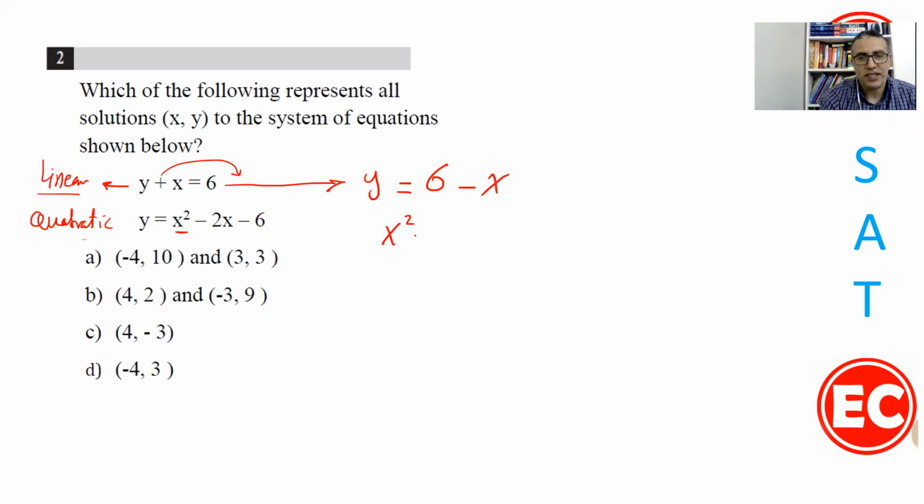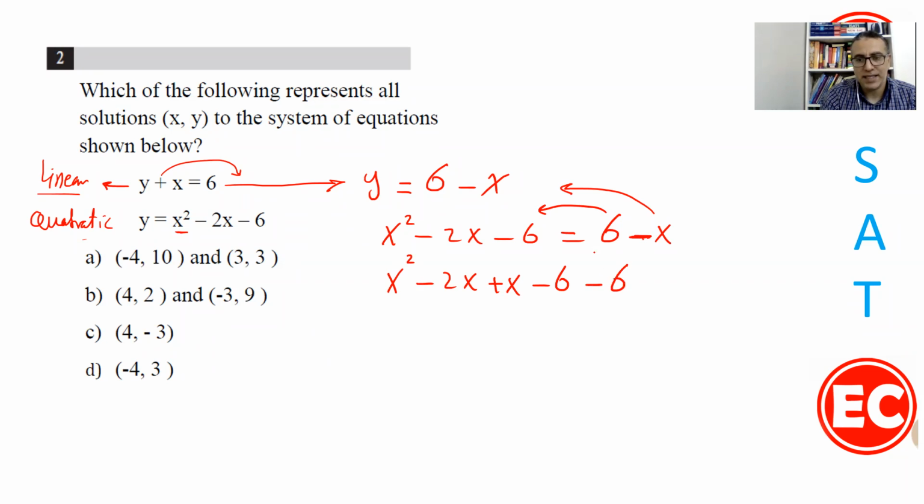And in this equation y is equal. So I can write that x squared minus 2x minus 6 is equal to 6 minus x. Then I'm going to move these two terms to the left-hand side. So x squared minus 2x plus x, as it's negative, minus 6, as it's positive here, equal to 0. So it's x squared. Negative 2 and positive 1 give me negative 1x. Negative 6 and negative 6 is negative 12, equal to 0.